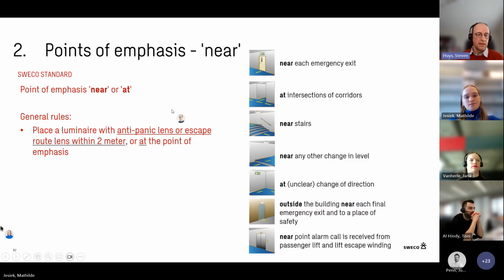Okay. Then the other group of points of emphasis, we listed them up here again, with only the mentioning of the words near or at. Then the standard says the only requirement is to put it within 2 meters of it.